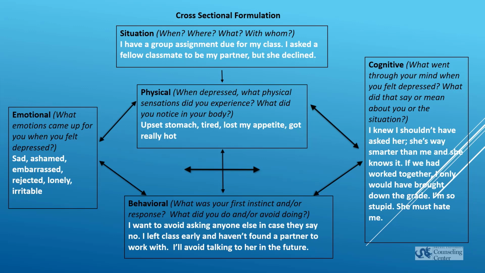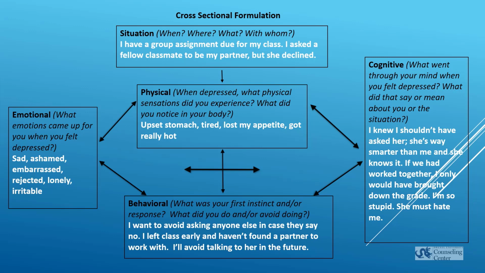So in this instance, the initial response is I want to avoid asking anyone else in case they say no. And in order to do that, I left class early and haven't found a partner to work with. And I'll also avoid talking to the person I had asked who said no. I'm going to avoid talking to her in the future.